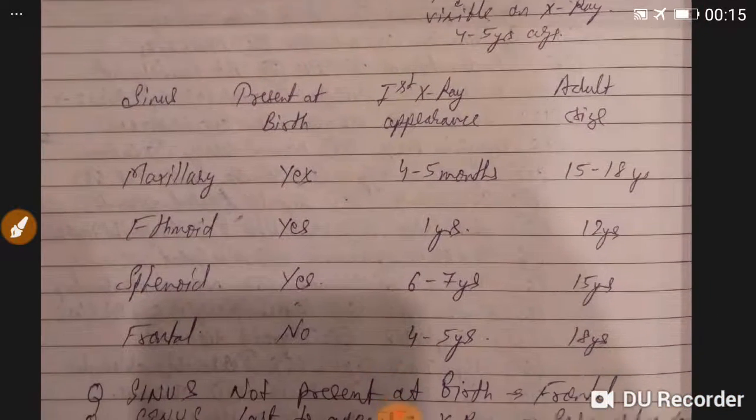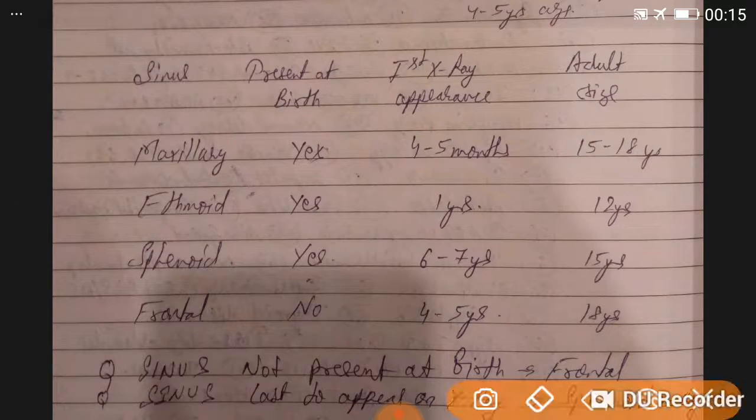Now remember this table, guys. They are asking such questions. For the sinuses, we see presence at birth, x-ray appearance and adult size. So maxillary is present at birth, ethmoid at birth, sphenoid at birth, but frontal is not present at birth.